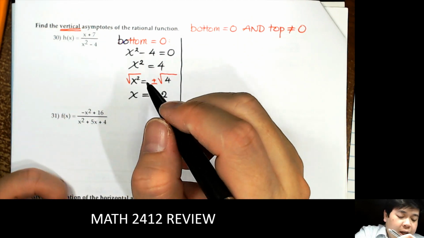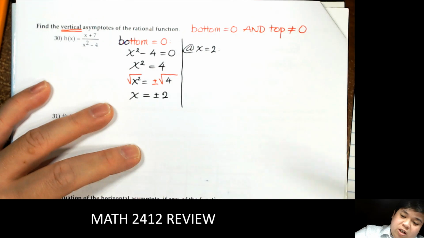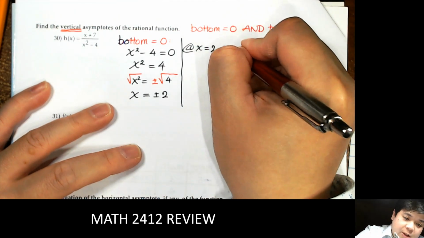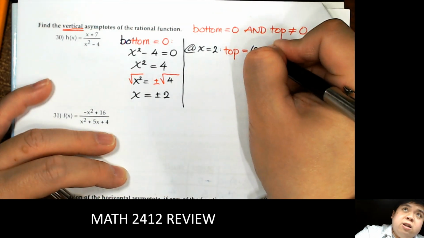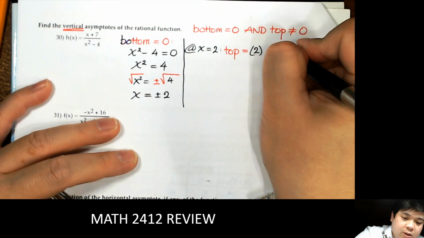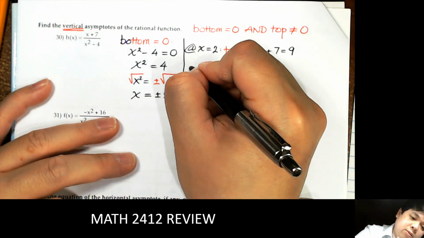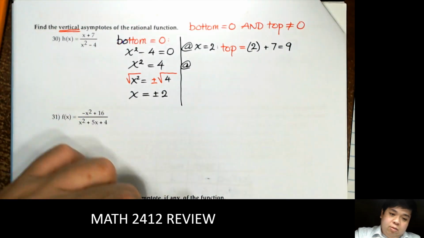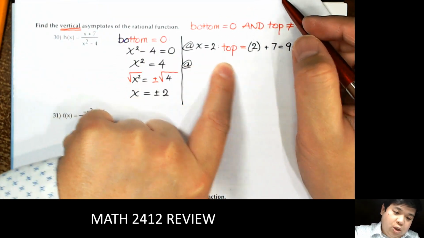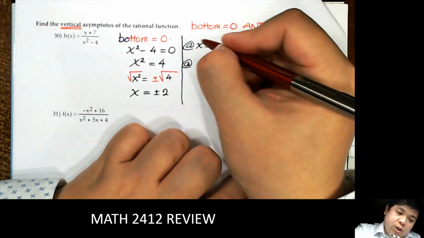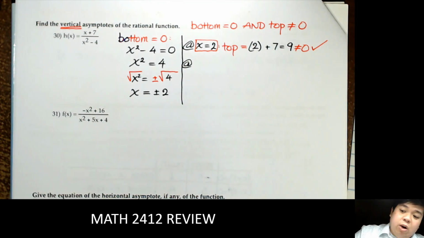Now we check at x equal to 2. What happened to the top? I just put 2 on the top for x. And sorry, that is not equal to 0. So bottom equal to 0, which is good. The top not equal to 0, which is good. So x equal to 2 is a vertical asymptote. We do the same thing for x equal to negative 2.